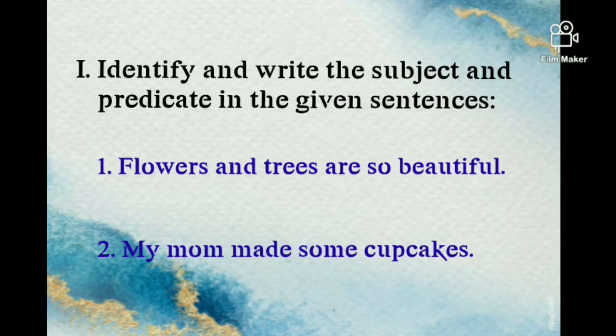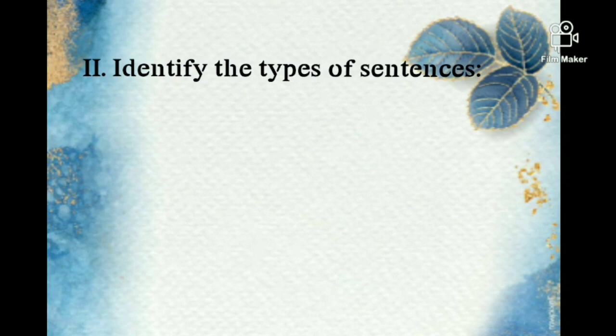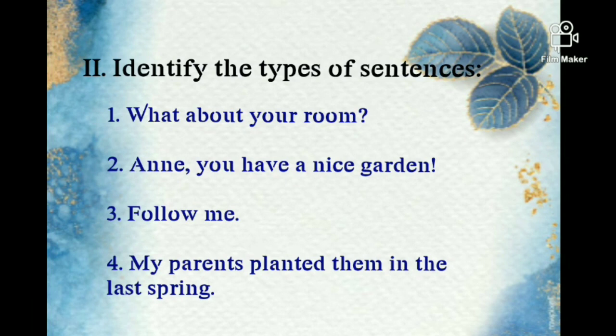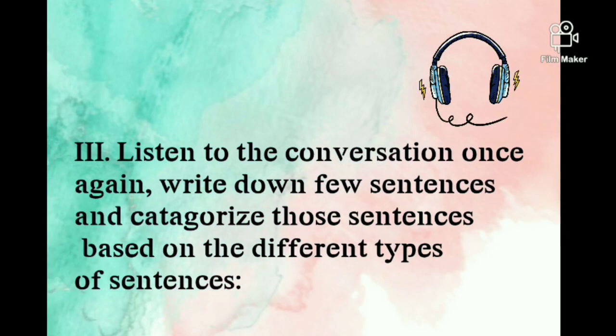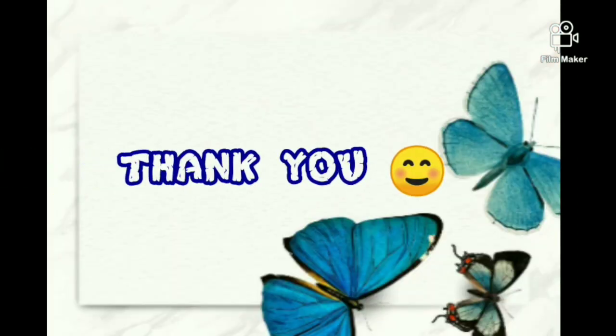Let's move to the next exercise. Write down the following and identify the types of sentences. 1. What about your room? 2. And you have a nice garden. 3. Follow me. 4. My parents planted them last spring. Now, your task is to write down a few sentences from the conversation and categorize those sentences based on the different types of sentences. I hope you are clear with the topic sentence and let's meet again in the next session.